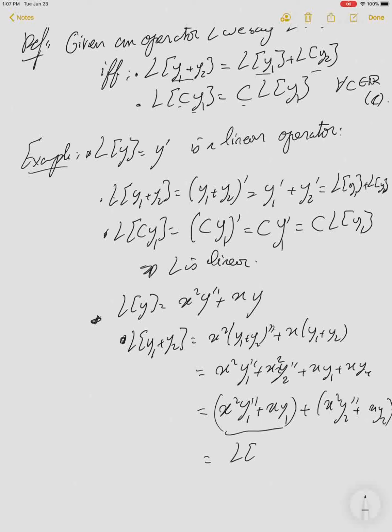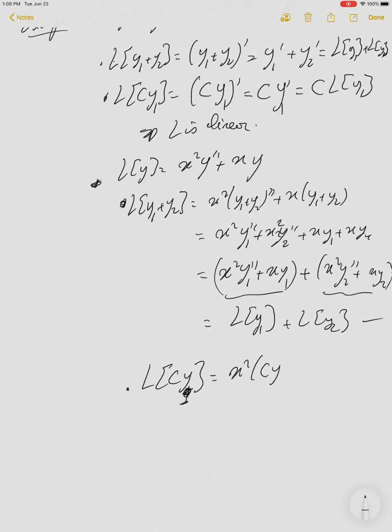So this is checked. What about L of c y1? This is x squared times c y1 double prime plus x c y1. But the derivative of c times y1 is c y1 second, plus x times c y1. And this is nothing but c times x squared y1 second plus x y1. And this thing is nothing but the image of y1.